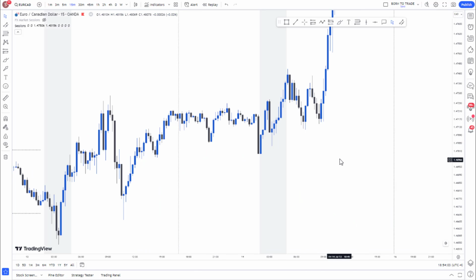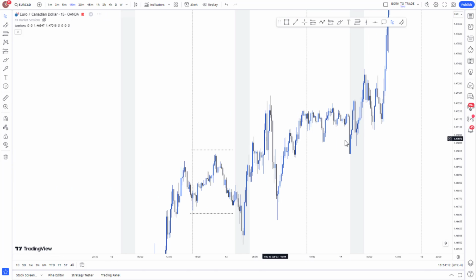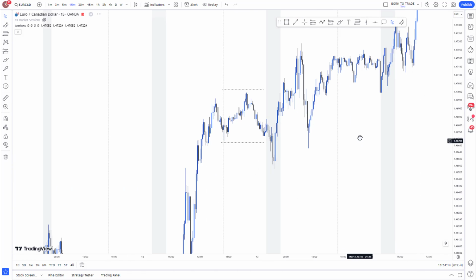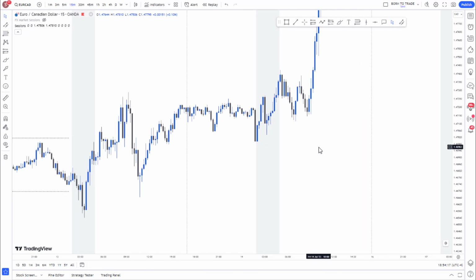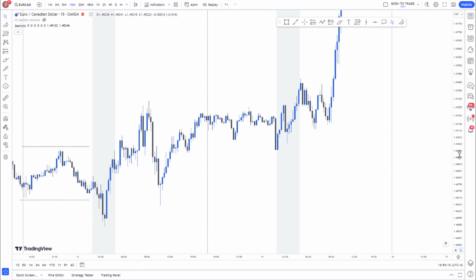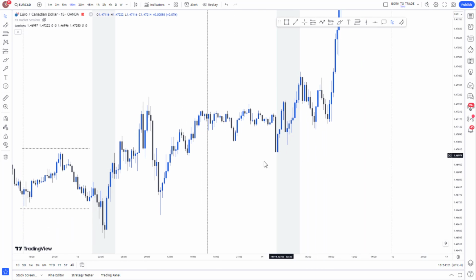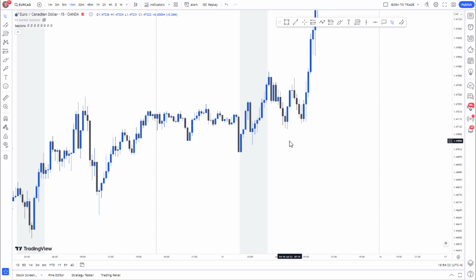And here, this is EURCAD, the 15-minute time frame, and I'm going to use it for the second example. And from what you can actually see here, if I try to zoom out, you see that price has been in an uptrend. So this is going to help you know that price might possibly form the low of the day during the London Killzone if you actually follow the rules.